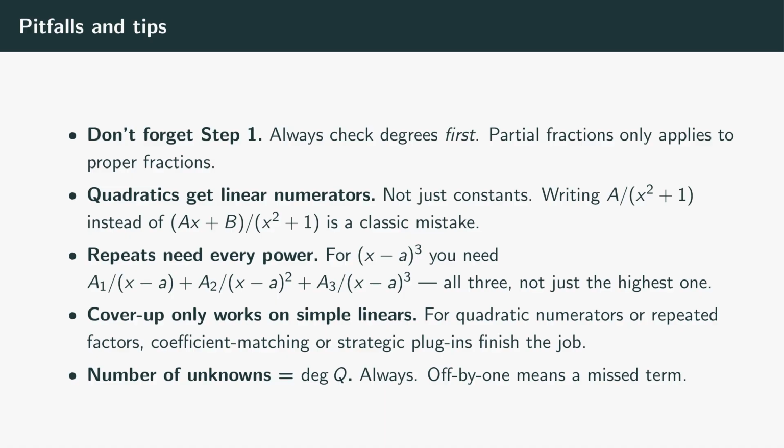Third, repeated factors need every power, not just the highest. If a factor appears cubed, the decomposition has 3 terms: the first power, the squared power, and the cubed power, each with its own constant. Forgetting the lower powers means the decomposition is incomplete, and you won't be able to match coefficients.